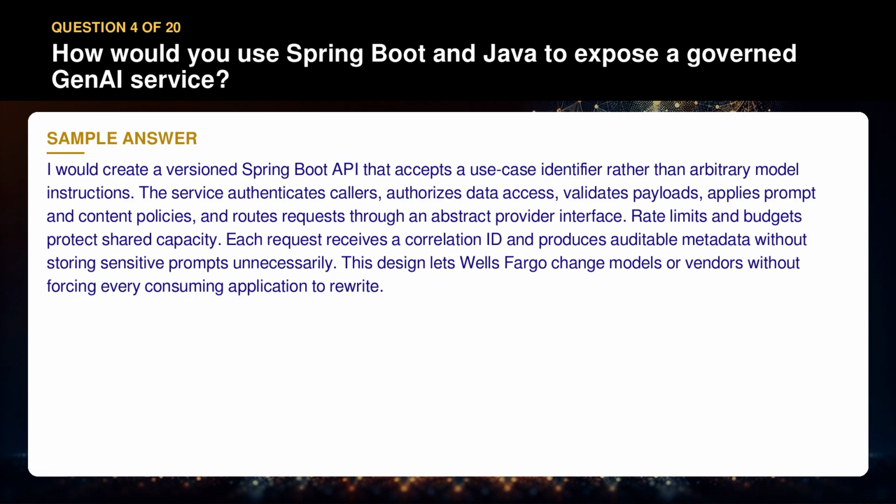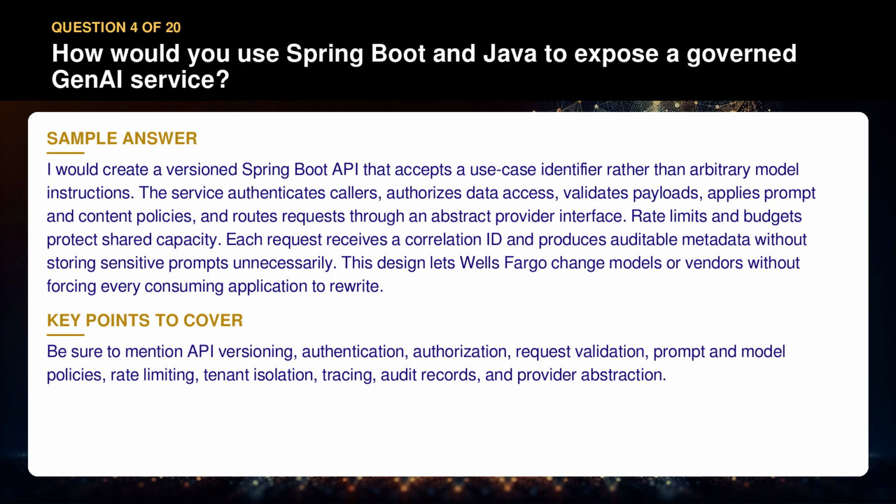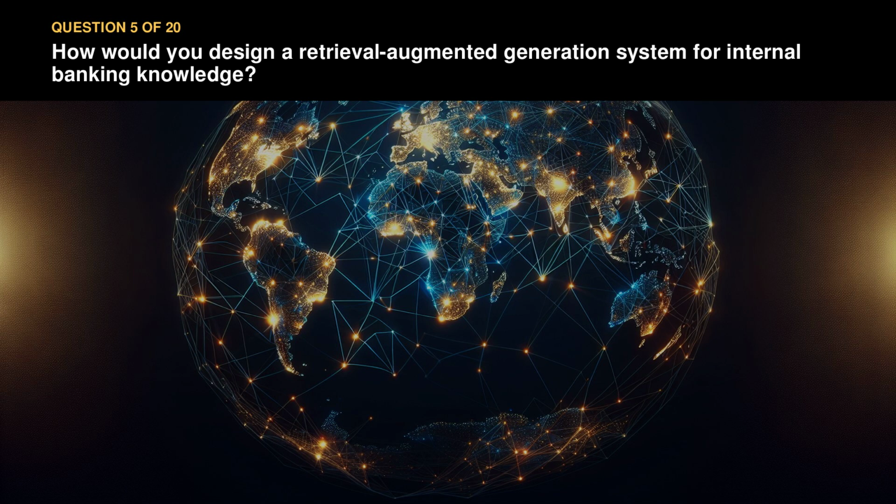Each request receives a correlation ID and produces auditable metadata without storing sensitive prompts unnecessarily. This design lets Wells Fargo change models or vendors without forcing every consuming application to rewrite. Be sure to mention API versioning, authentication, authorization, request validation, prompt and model policies, rate limiting, tenant isolation, tracing, audit records, and provider abstraction.